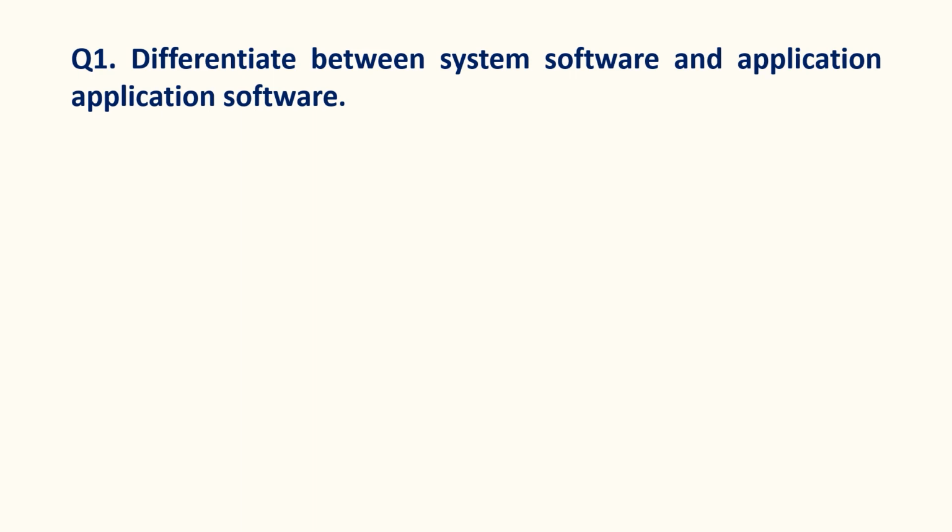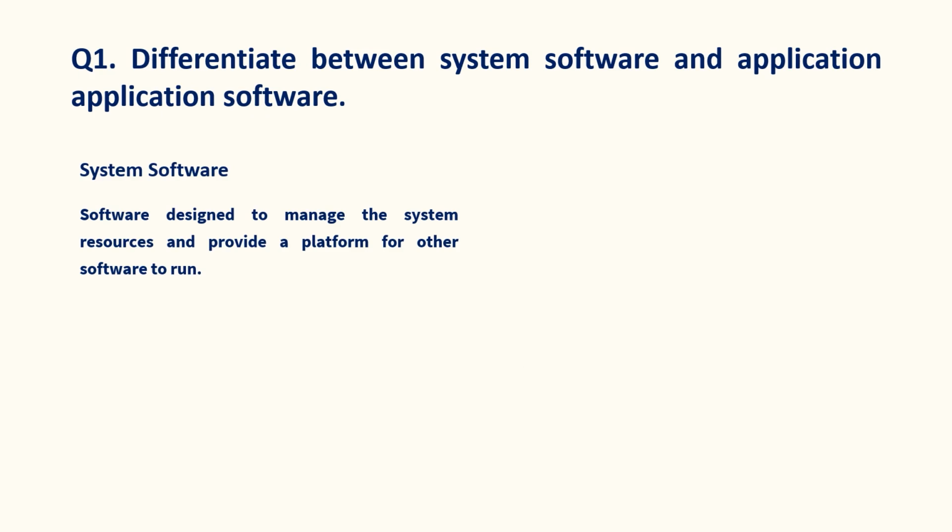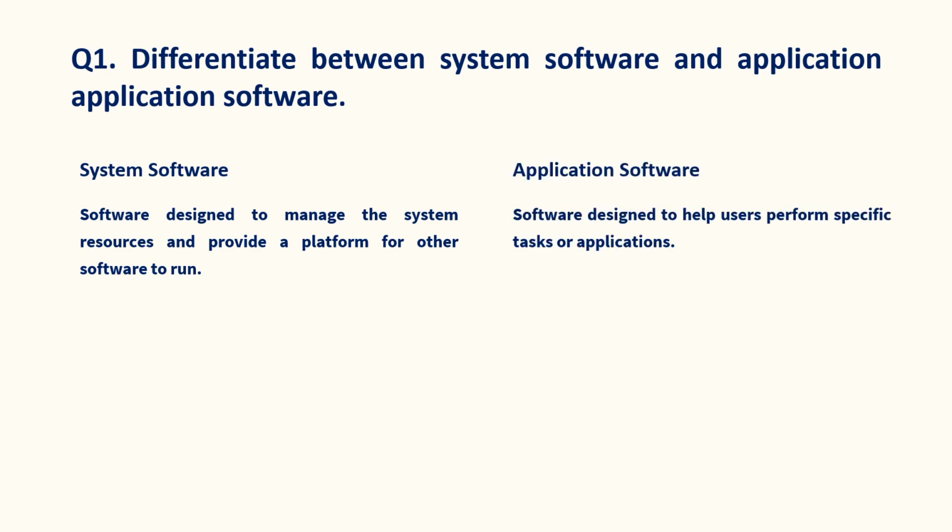Question number 1. Differentiate between system software and application software. System software is designed to manage system resources like memory allocation, processor time, input-output operations, etc., and provide a platform for other software to run on. Application software, on the other hand, is designed to help users perform specific tasks or applications such as word processing, image editing, or browsing the web.